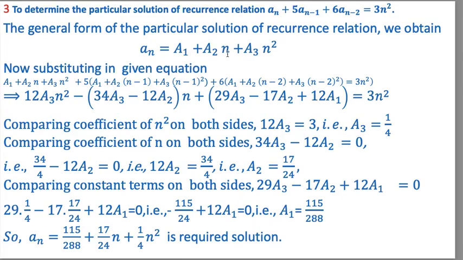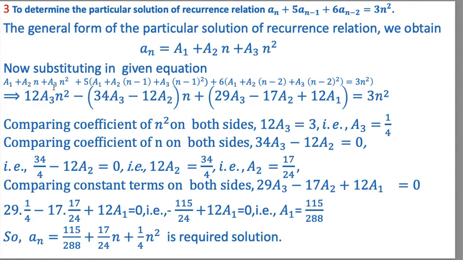If we replace n by n minus 1 and then n by n minus 2, for substituting the values of an minus 1 and an minus 2, we get a1 plus a2n plus a3n square in place of an, plus 5 into a1 plus a2 into n minus 1 plus a3 into n minus 1 whole square in place of an minus 1, plus 6 into a1 plus a2 into n minus 2 plus a3 into n minus 2 whole square in place of an minus 2. We have replaced n by n minus 1 for an minus 1 and n by n minus 2 for an minus 2. On the right hand side, we have 3n square.